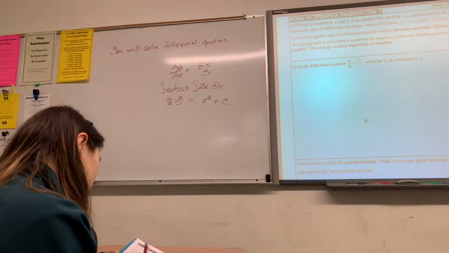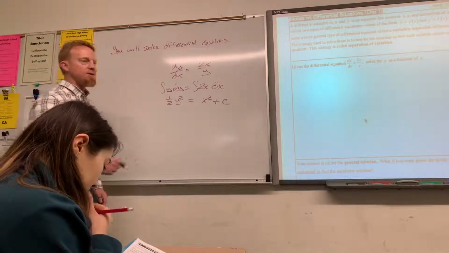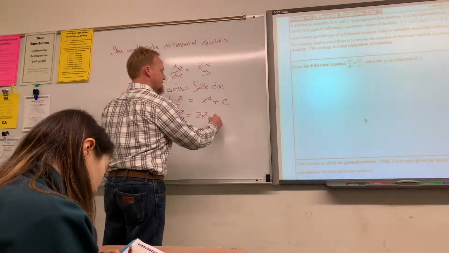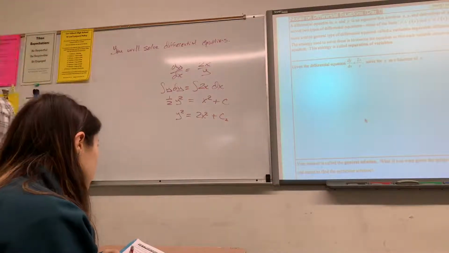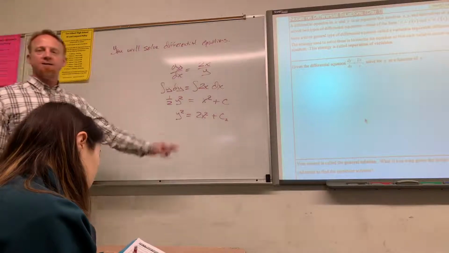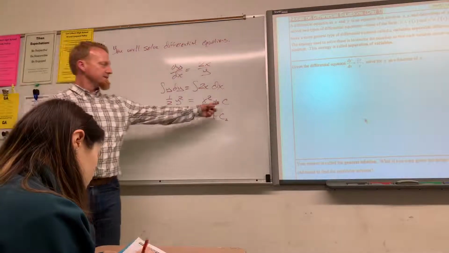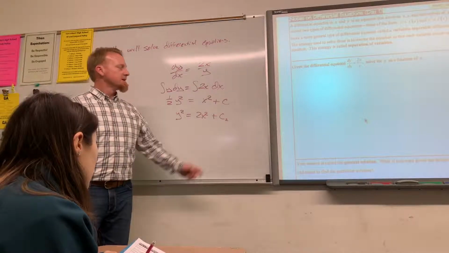But what does the problem ask us to do? Solve for y. So what do I do to solve for y? Multiply by 2. So y squared equals 2x squared plus c, and notice that I put a little mark on that c. Why did I put a little mark on that c to identify a second c? Is this c the same as this c? No. Why not? It's been multiplied.